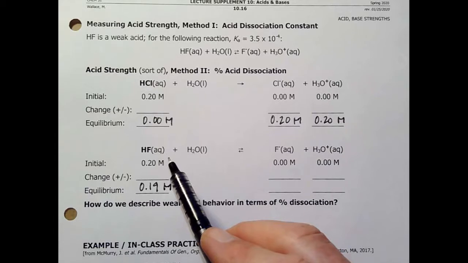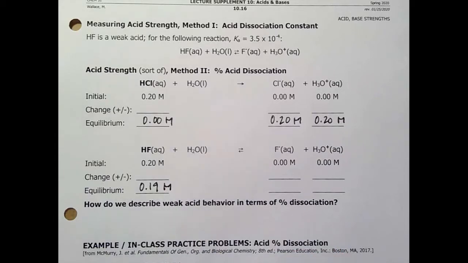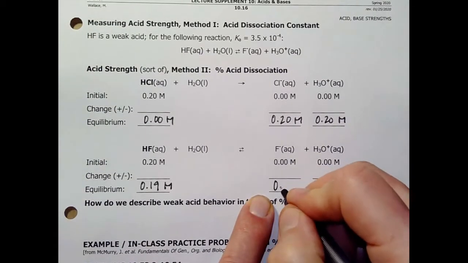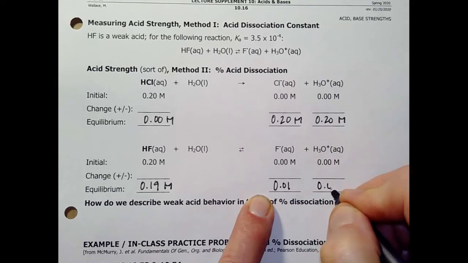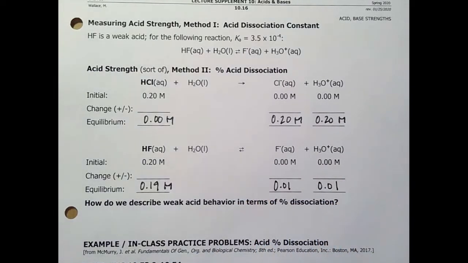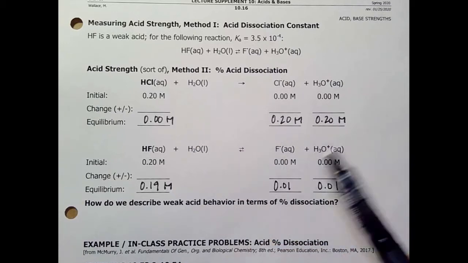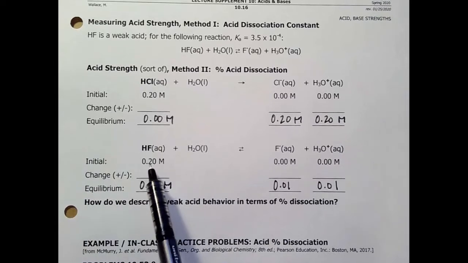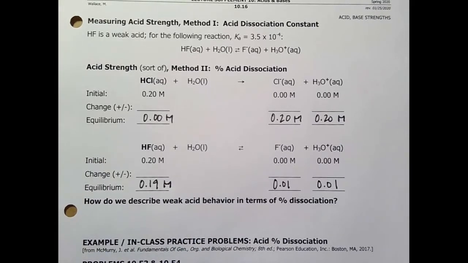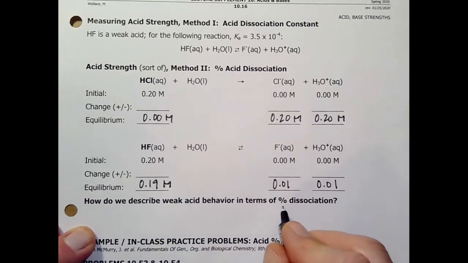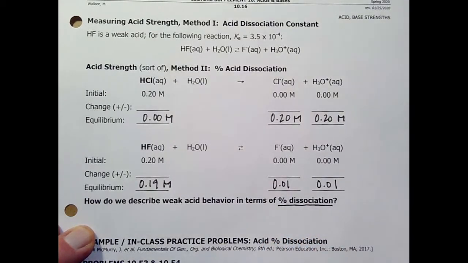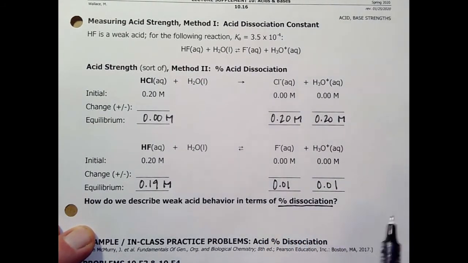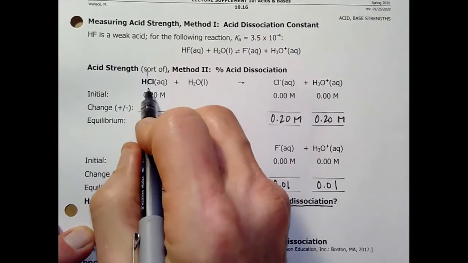What does that mean about how much of the HF reacted? Very, very little. Almost none of it reacted at all. What I've got over here, 0.01 molarity, 0.01 molarity. So one way to talk about this is percentage. Gosh, 100% of the HCl reacted. Only a small percentage of the HF reacted. So if I wanted to talk about that in terms of how much reacted, we say percent dissociation. How much of that broke up?